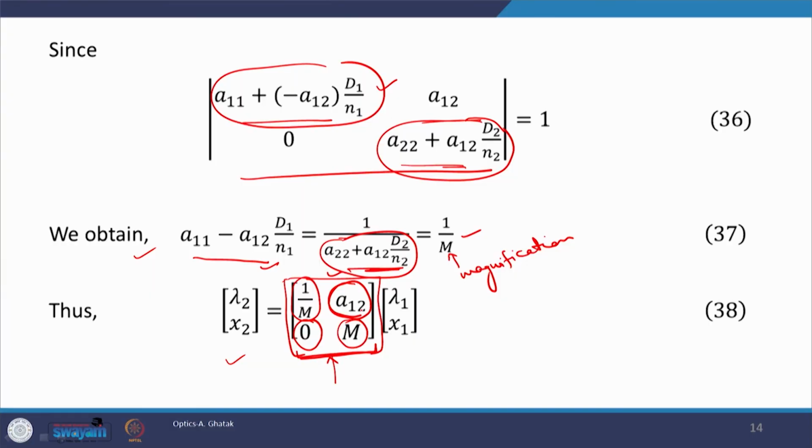This is the beauty of the matrix method, and for this unknown we will do further analysis and see what happens. And this is all for today. We will talk more about the implementation of the matrix method in the next class.